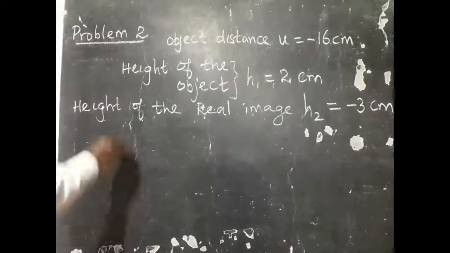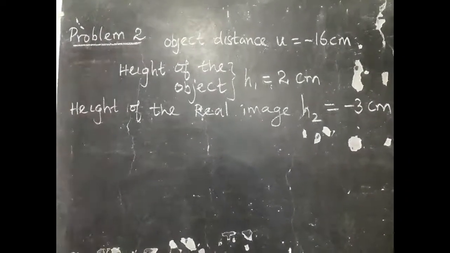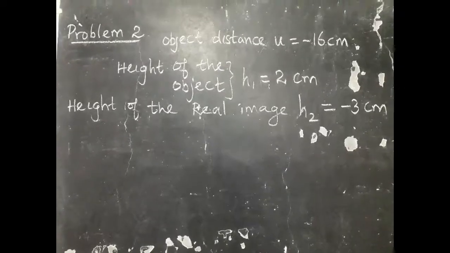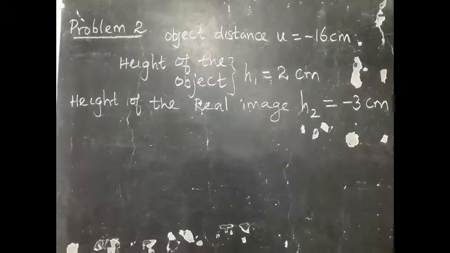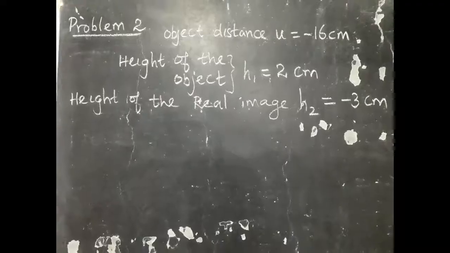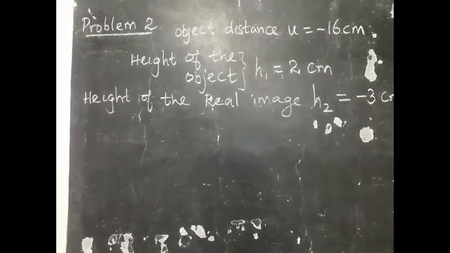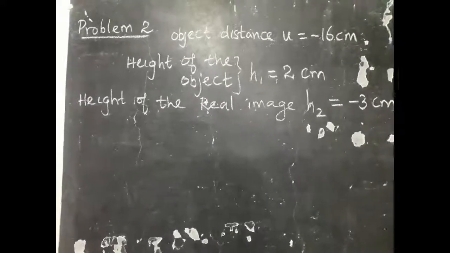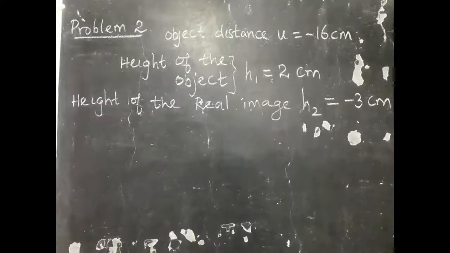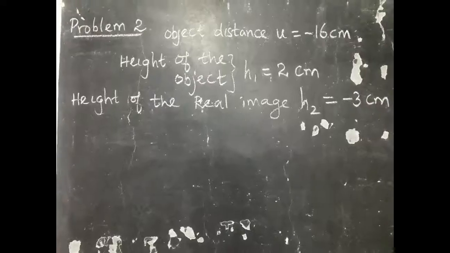Now we are going to discuss another problem, problem number 2. An object 2 centimeter in height is placed at a distance of 16 centimeter from a concave mirror which produces a real image 3 centimeter in height. Find the position of the image. So now we are going to find out the position of the image.